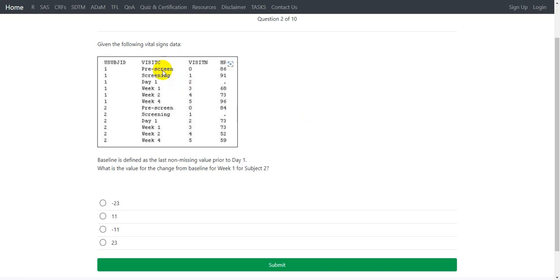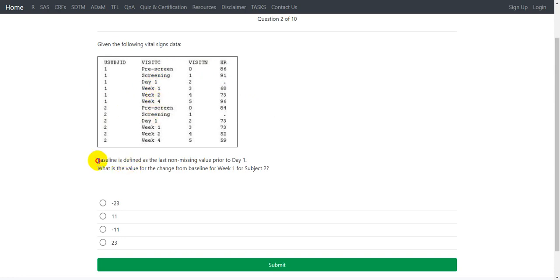We have our next question, which says, given the following vital signs data for a set of subjects. We have two subjects, captured as part of the USUBJID variable, and the visit related information is captured in the VISIT variable, and the numeric version of the visit variable is captured in a variable named VISITN, followed by HR, which could be our heart rate. So these variables are given for two subjects across different visits.